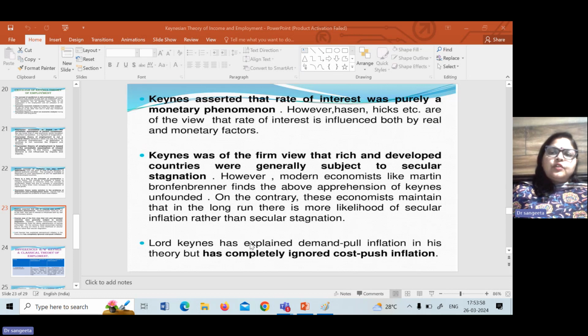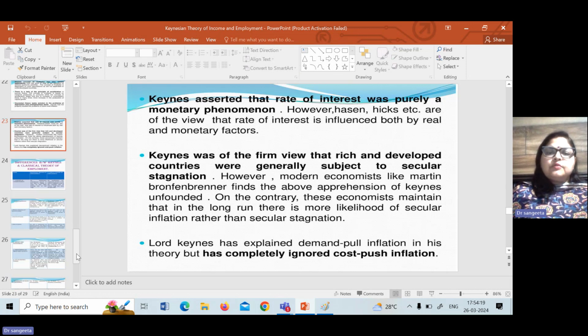Keynes focused upon improving the aggregate demand, but he completely ignored the cost push inflation theory, which can help the economy in cutting down inflation or suggesting the rightful monetary or fiscal policies. So he ignored that cost push inflation concept in his theory.